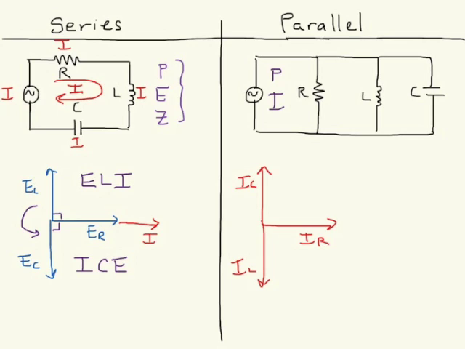And we know that the voltage, my source voltage, is going to be the voltage across every component in this circuit. So we'll do like we did with the series circuit, and in order to figure out the direction of our voltage vector, we look at our resistor, because we know that voltage and current for the resistor must be in phase. So I will go ahead and add our voltage vector.